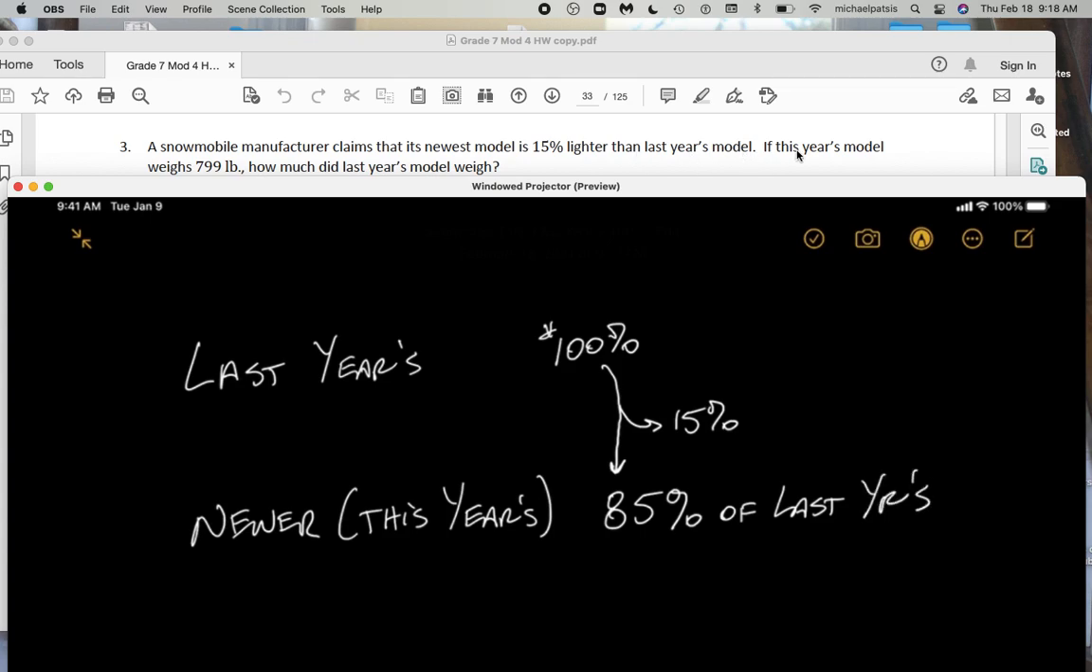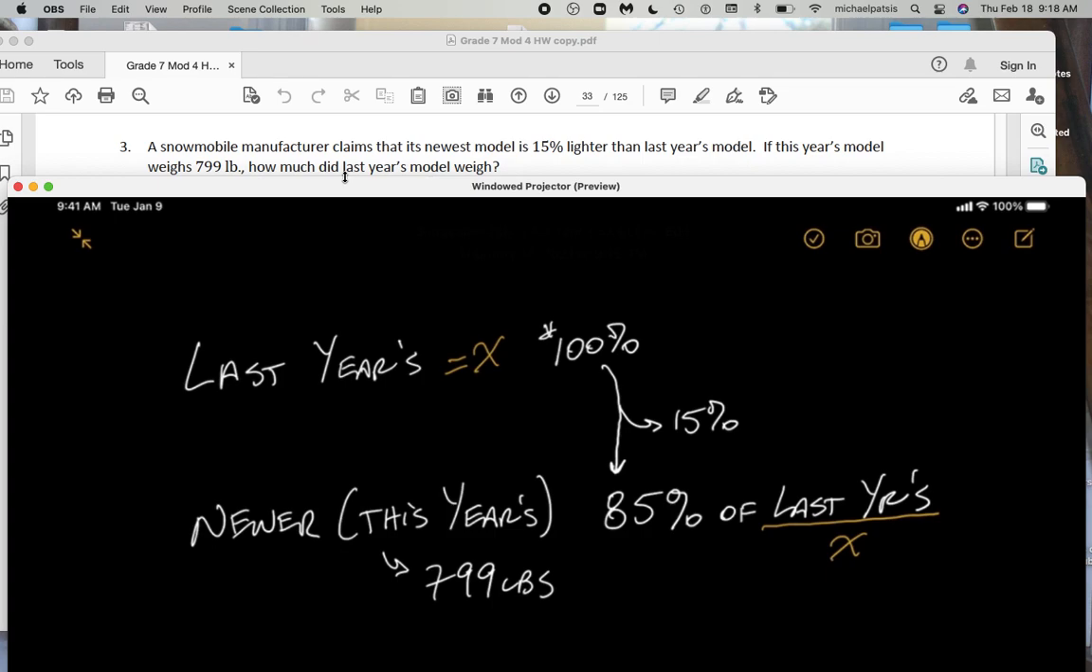Okay, what else do they tell us? If this year's model weighs 799 pounds, okay, I stop right there. I don't even move any further. This year is 799 pounds. How much did last year's model weigh? Whenever I see the words how much, how many, I know that what I'm going to set X to is going to follow. How much did last year's model? So what's going to be X? Last year's.